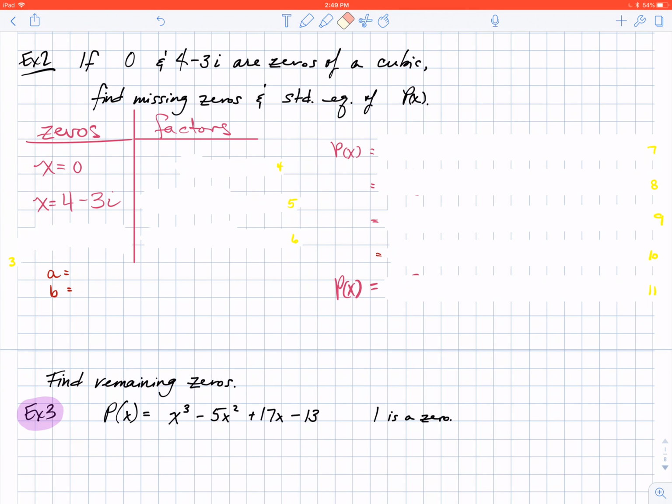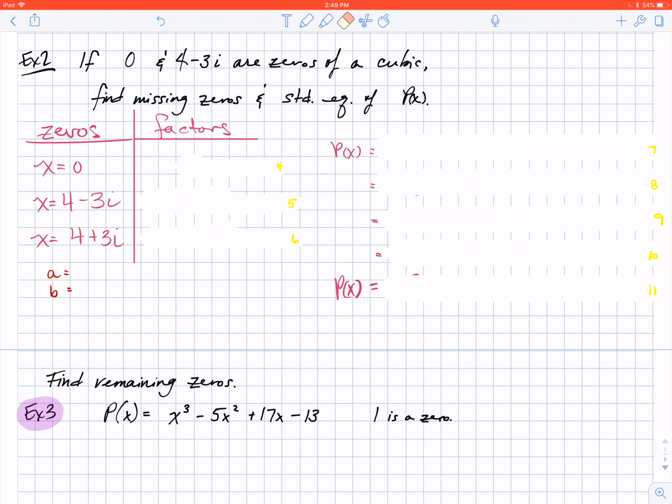Now, the conjugate zeros theorem that I just now referenced is what's going to come into play here. Again, I'll talk about this during class. But the conjugate zeros theorem simply says if one complex number is a zero, then the conjugate has to be a zero. So if 4 minus 3i is a zero, that means 4 plus 3i has to be a zero.